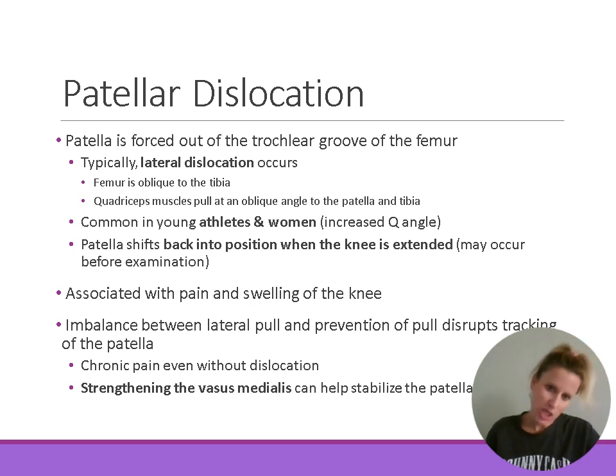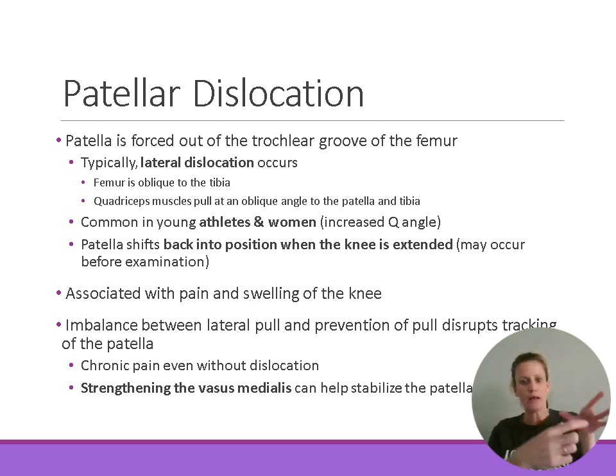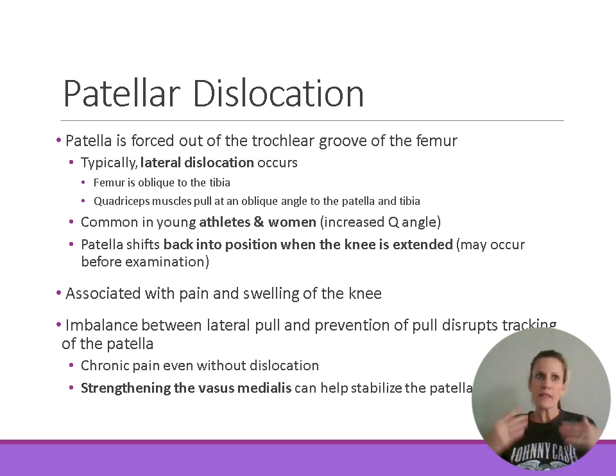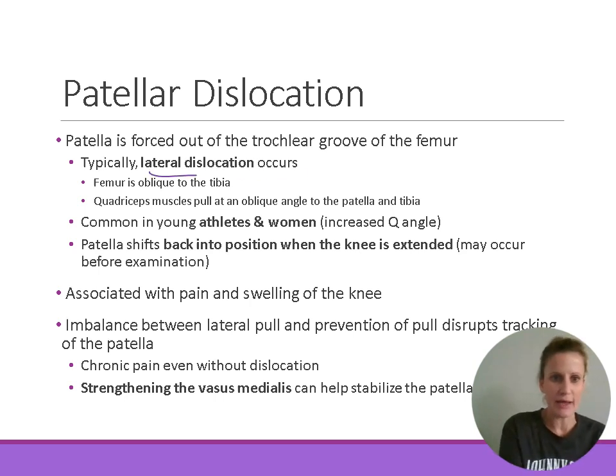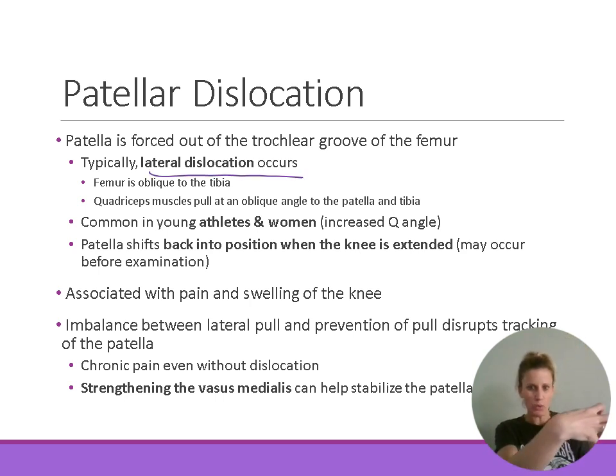Patellar dislocation occurs when the patella is forced out of the trochlear groove of the femur. The patella sits just right on that patellar surface on the front of the femur. And as the knee is extended and flexed, the patella moves along the trochlear groove. Typically, if the patella is dislocated, it dislocates in a lateral position. So the patella is pulled laterally along the outside of the knee.